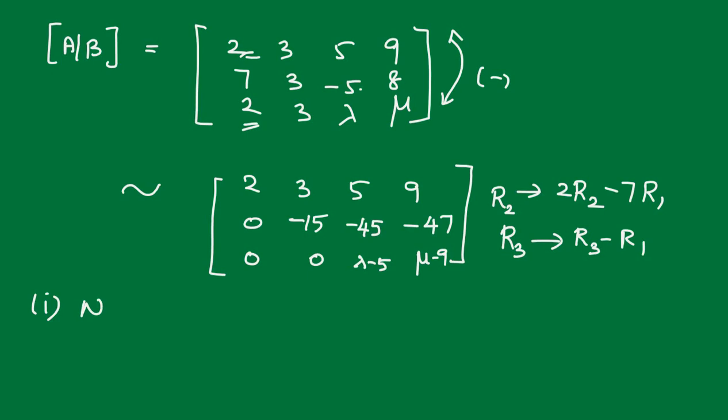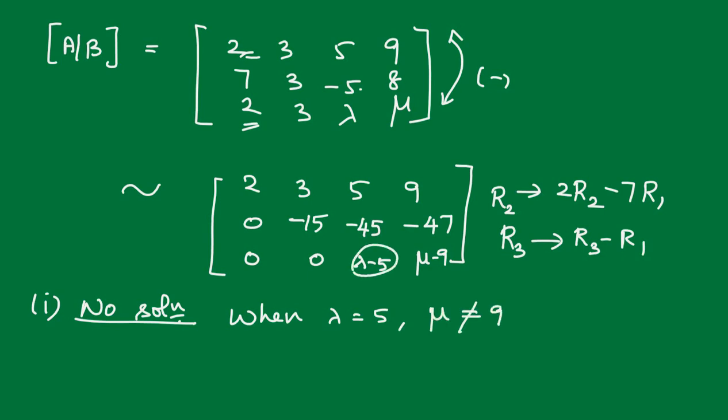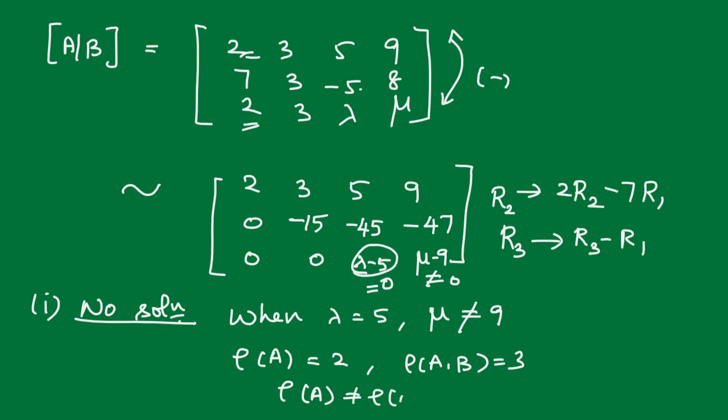So when do we get no solution? No solution only if rank of A is not equal to rank of AB. So when lambda takes the value 5 and mu is not equal to 9, this number is equal to 0 and this is not equal to 0, we get the rank of A equal to 2 and rank of AB equal to 3, and therefore rank of A is not equal to rank of AB and there is no solution.